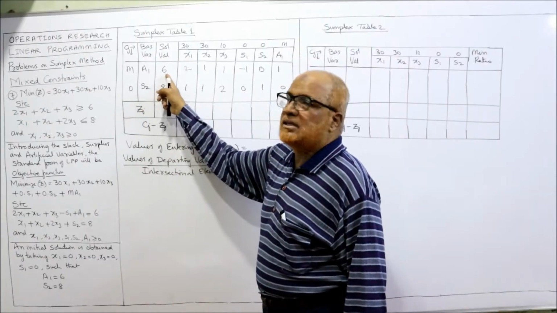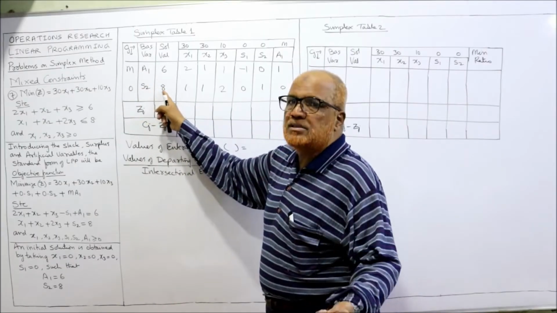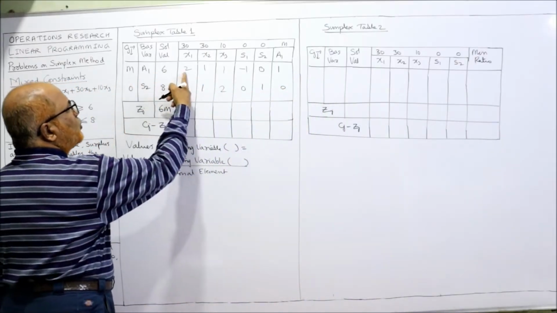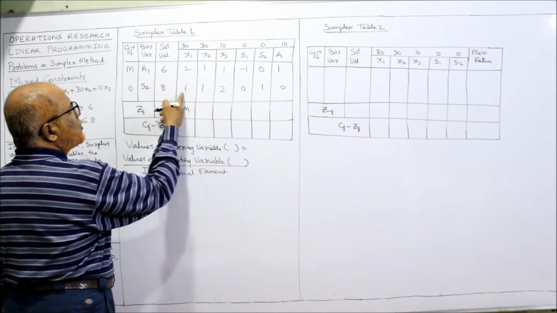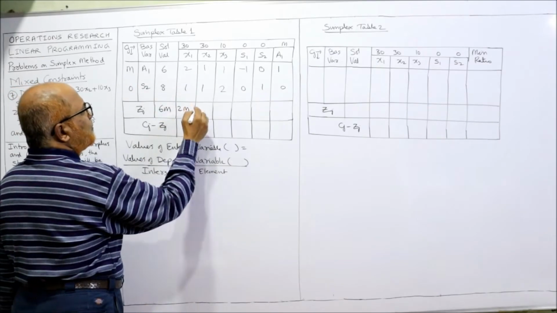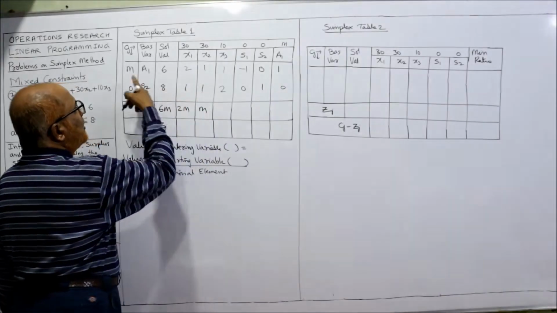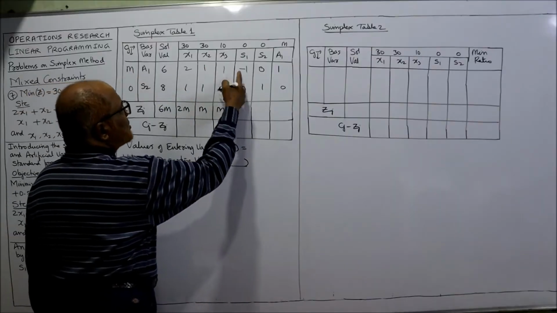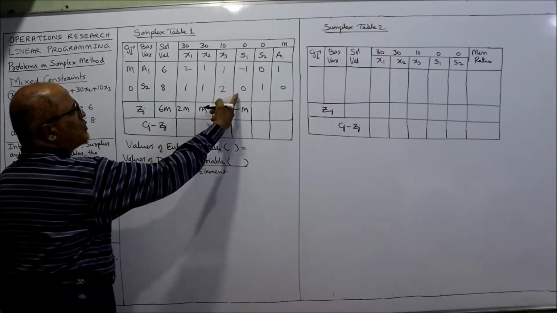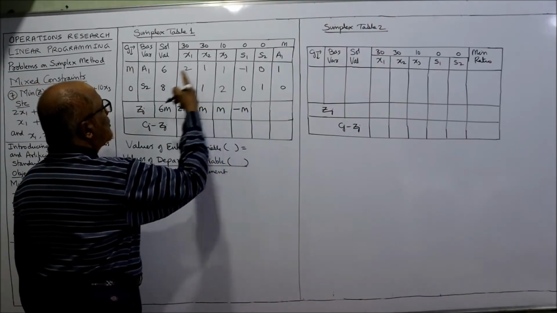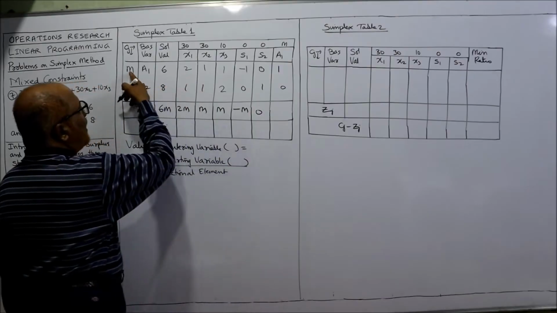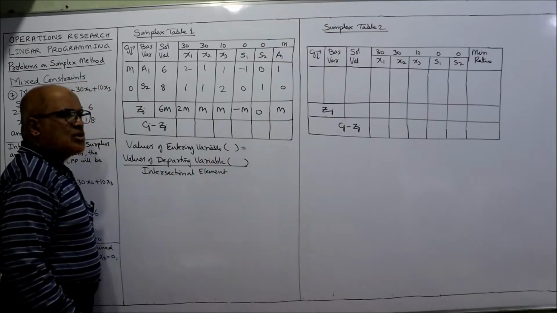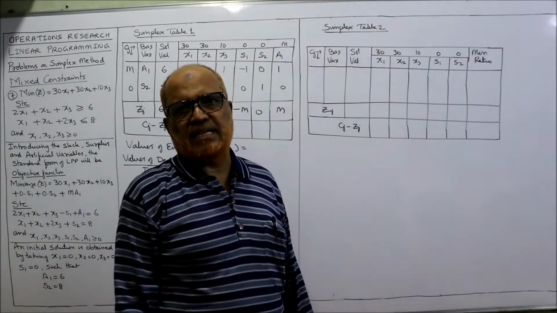M into 6 is 6m. 0 into 8 is 0. So here I will write down 6m. Here m into 2 is 2m. 0 into 1 is 0. M into 1 is m. Because 0 into 1 is 0. M into 1 is m. 0 into 2 is 0. M into minus 1 is minus m. 0 into 0 is 0. M into 0 is 0. 0 into 1 is 0. Here m into 1 is m. And 0 into 0 is 0. So we got all the values of zj.